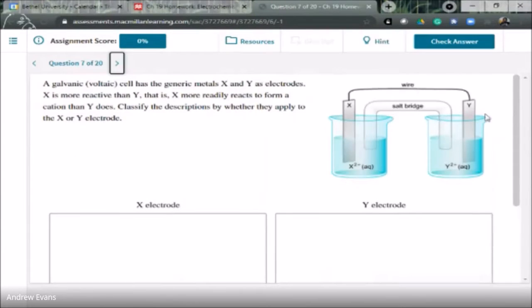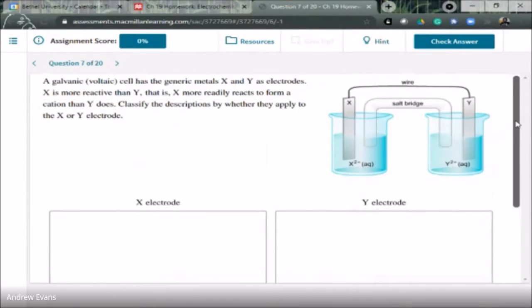Now this one, recognizing parts of the cell, writing this anode and cathode. There, X is saying X is more reactive than Y. That X more readily reacts to form cation than Y does. So X is going to be oxidized and Y is going to be reduced.